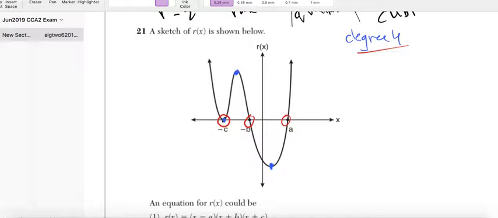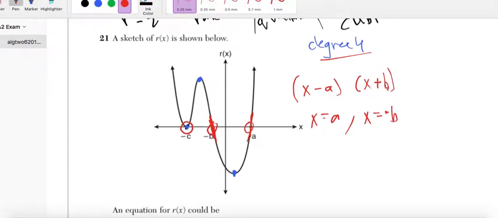Because when we have x equals a, it goes right through there. So that just has a root of a 1 time. So one of the factors will be x minus a. X equals negative b, it goes straight through it as well. So if x equals negative b is a 0, then x plus b is a factor. All right, this is just using the remainder theorem and the factor theorem, using the zeros to get the factors.